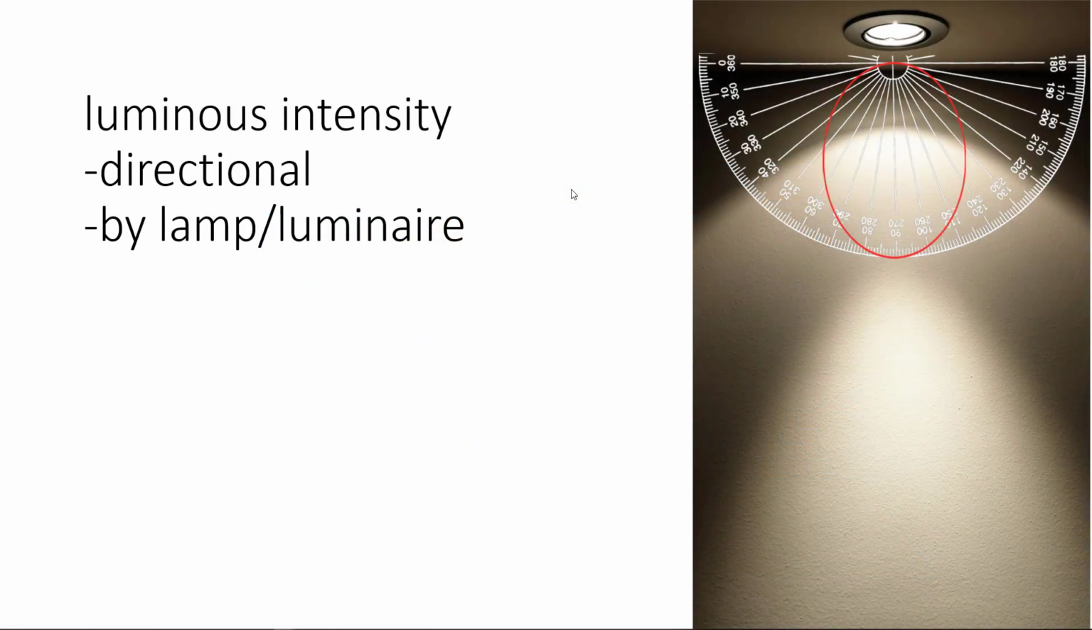And you might think, well, how would I know these numbers? Well, you can get data from product manufacturers. They will generally publish data about the directional strength of the light source that they are selling. And this can be by either the lamp manufacturer or the luminaire manufacturer.